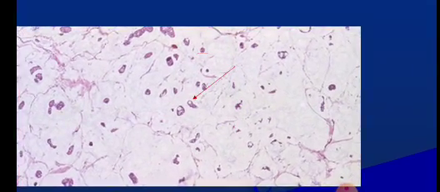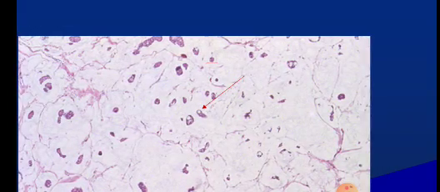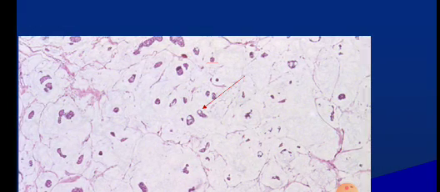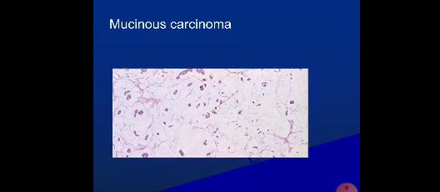In another high power view, you can see the red arrow showing the malignant cells, with vacuolated cytoplasm and pleomorphic nuclei, surrounded by the mucin.